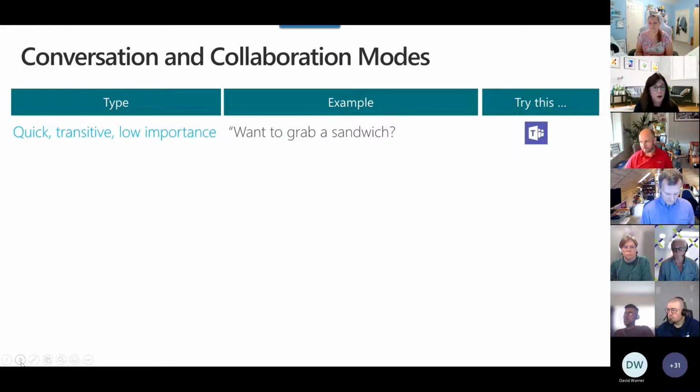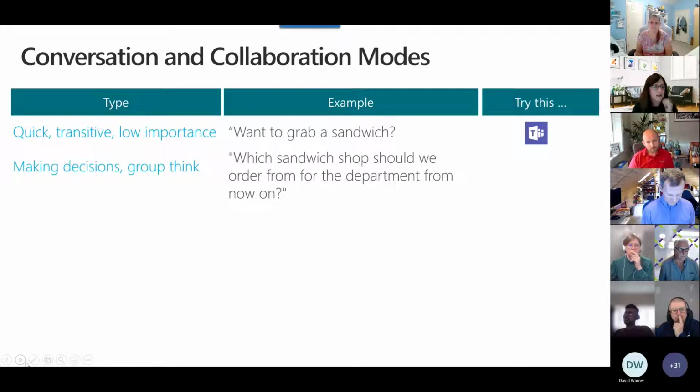So, I want to make a quick, time-sensitive decision. I don't know if I would always say they're low importance, but hey, want to go grab a sandwich? And the clear answer is that's chat. We don't need to preserve it. We don't need to retain it. Depends on your organization, but it's not useful later on.